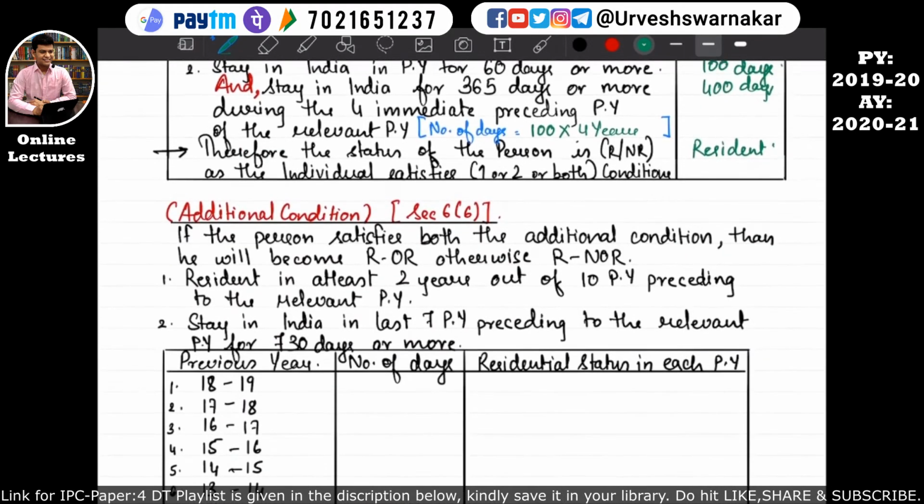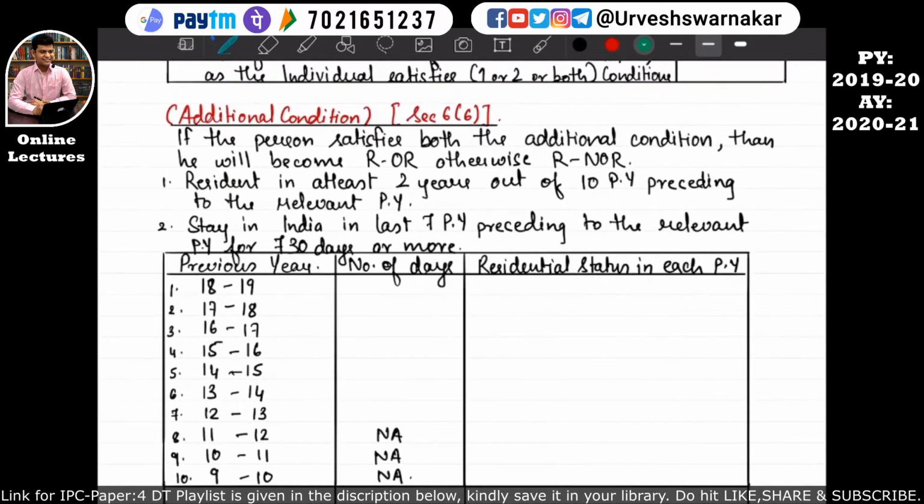Now we'll move on to section 6 subsection 6, that is whether he is resident ordinary resident or resident non-ordinary resident. So I have written the additional conditions here. If a person satisfies both the additional conditions, then he will become resident ordinary resident, otherwise non-ordinary resident. Resident in at least 2 years out of 10 previous years preceding the relevant previous year, and stay in India in the last 7 previous years preceding the relevant previous year for 730 days or more.